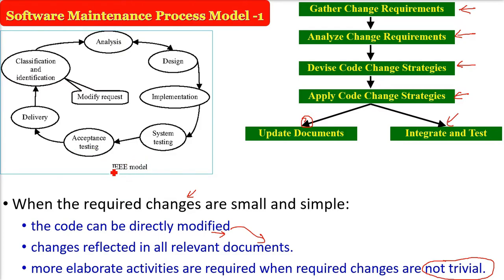So the IEEE model is saying that once the modify request comes, you have to classify and identify the modify request, analyze the modification when it has to be done, do the designing, implement, do the testing again, and then the acceptance testing by the user, and then you deliver. So this is how this cycle will go on in the maintenance activity.